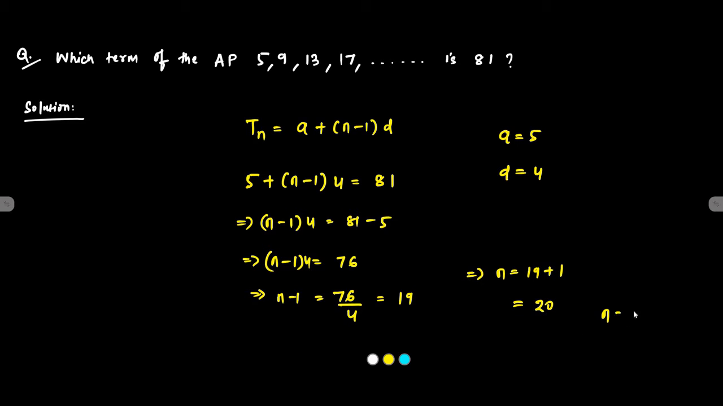So the position where we have this 81 term is n equal to 20. So the 20th term will be 81 in the given AP sequence. Okay, so this is the thing.